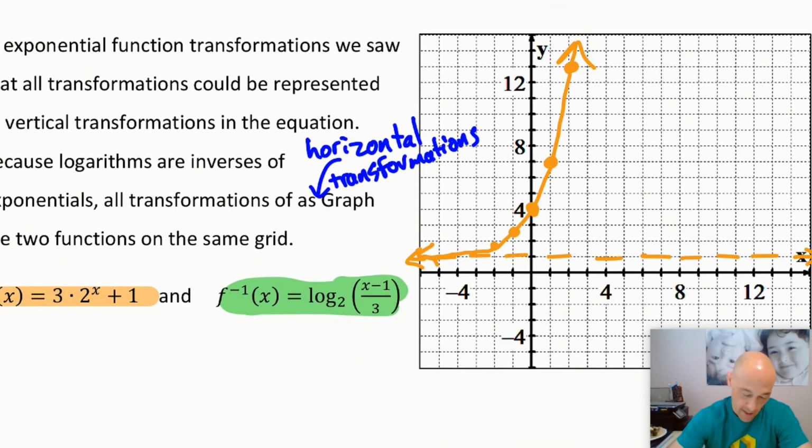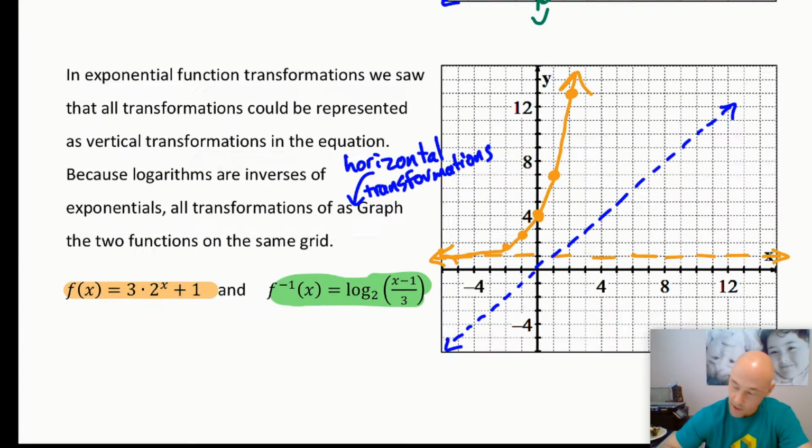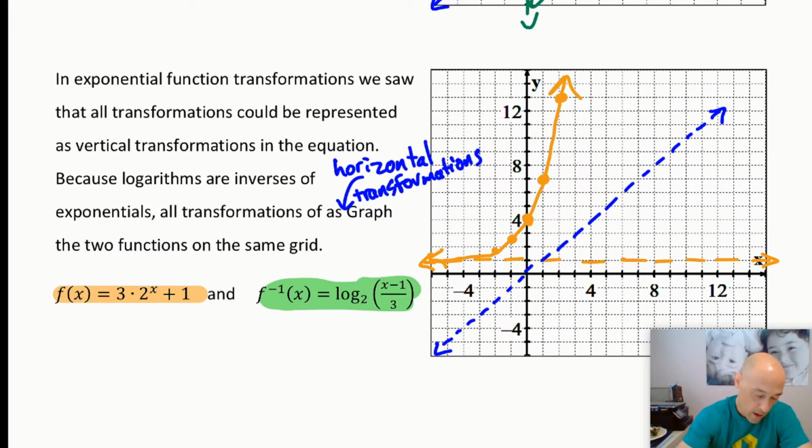So as we think about the inverse here, again, we're reflecting across the line y equals x. Let's draw that in there. And one thing we know right away about our logarithmic function, because these two functions are inverses of each other, is that our vertical asymptote has to be at x equals 1, because the horizontal asymptote was at y equals 1 before in the original function f of x.